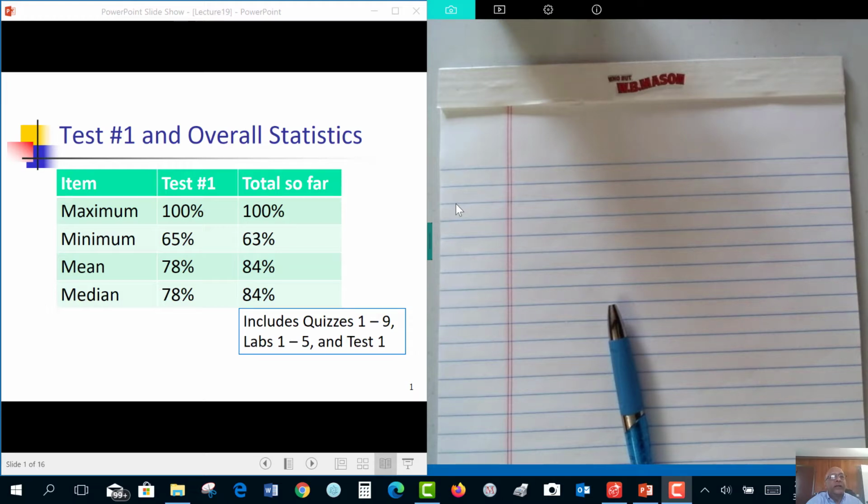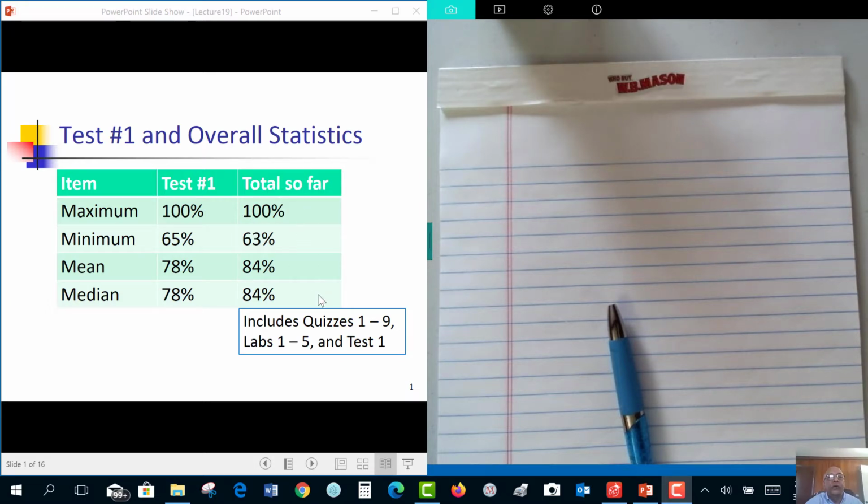Last Friday, we had test number one. It went very smoothly. I want to tell you about test one and overall statistics. There was one person who scored the maximum 100%, one person who scored the minimum 65%, and the mean and median were both 78%. Usually on my tests, they are more like 81%, 82%. It might be just that this time many of you missed one more question than in the past. In any case, let's look at the total so far.